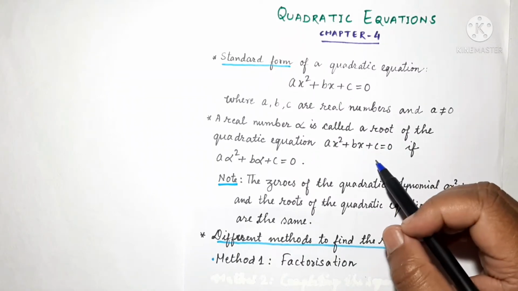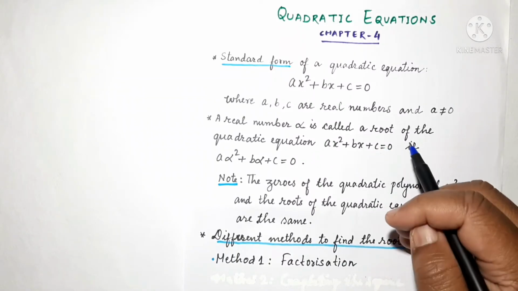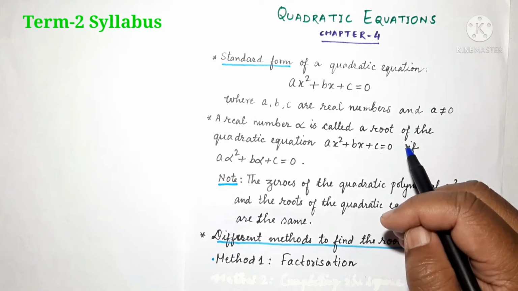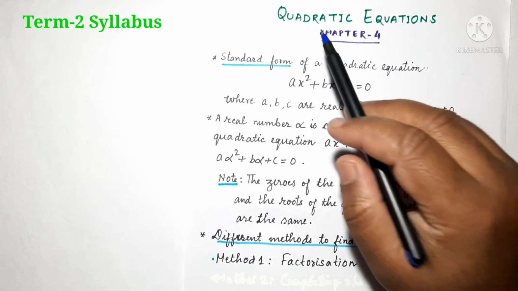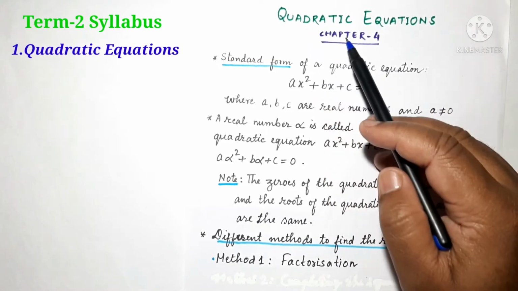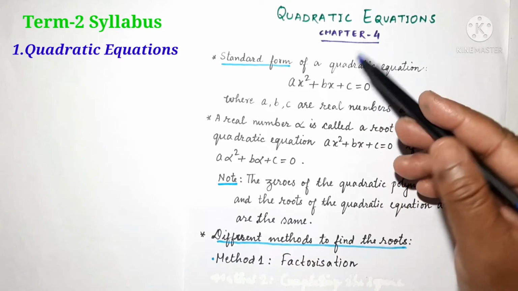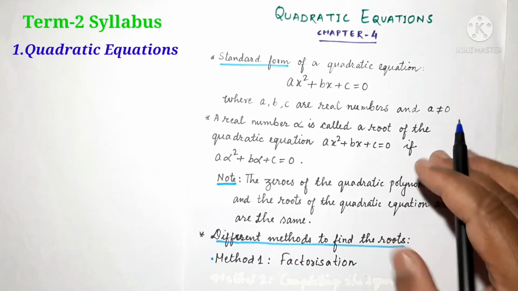Hello children, today I will summarize the syllabus of Term 2 Mathematics of Class 10 CBSE. The first chapter that you have in Maths is Quadratic Equations, chapter number 4. So let us see what you have to learn in this chapter.